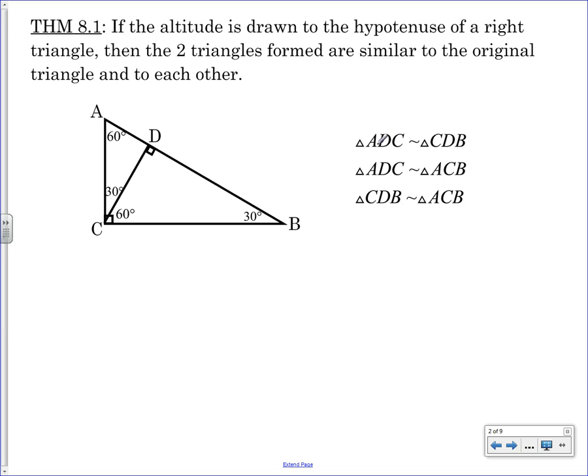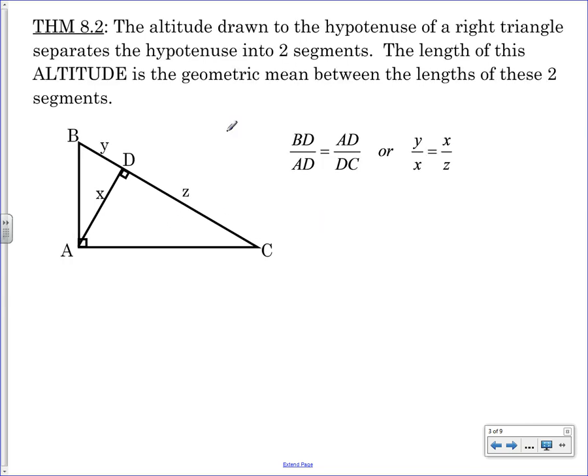So like angle A would be congruent, so you can't call it C, but angle C. Does that make sense? Okay. So they're similar to each other. This one's similar to the original big one. This one's similar to the original big one. Okay. Theorem 8-2, same concept.